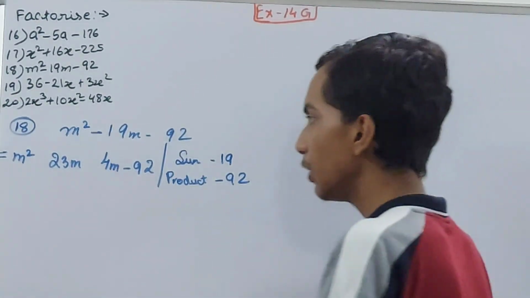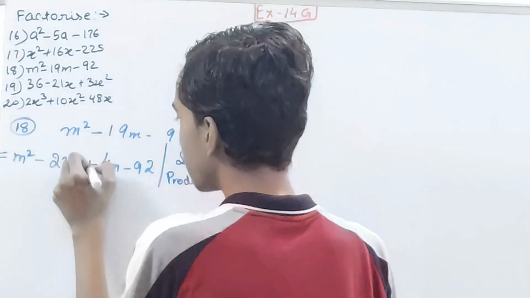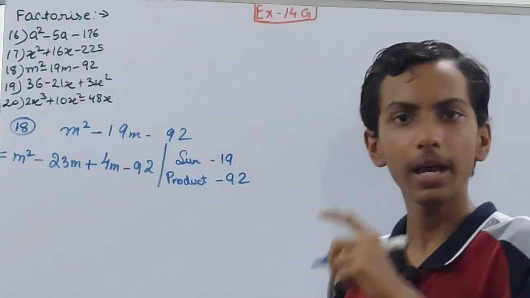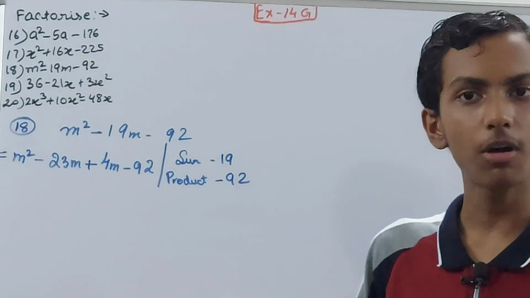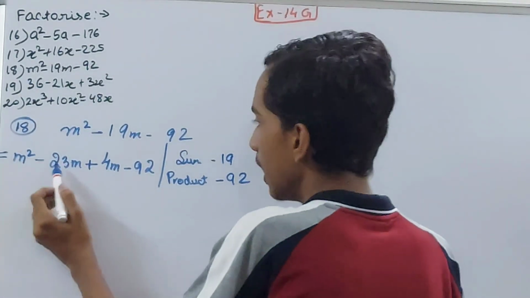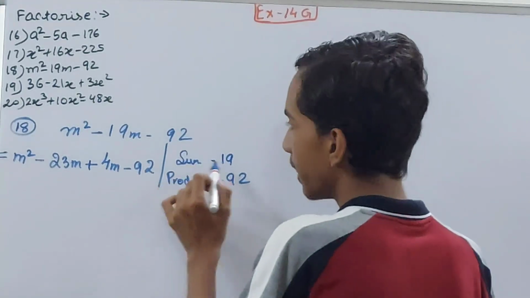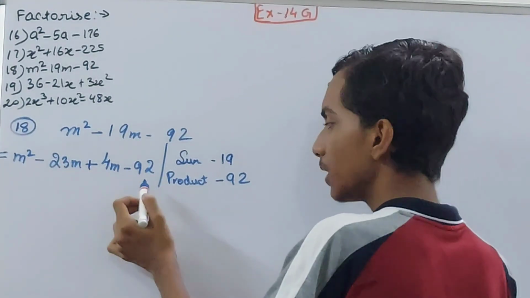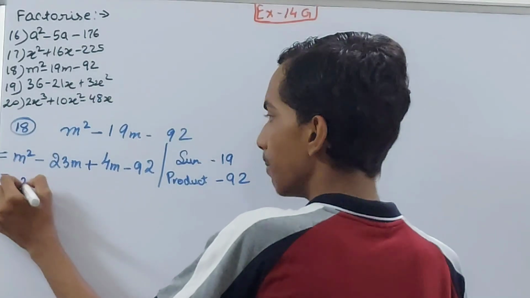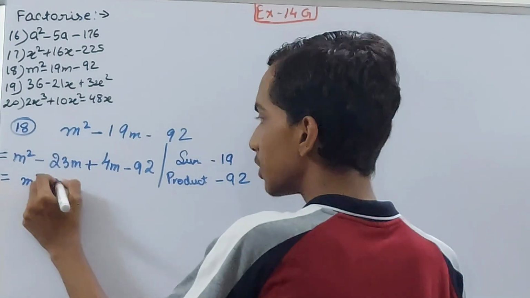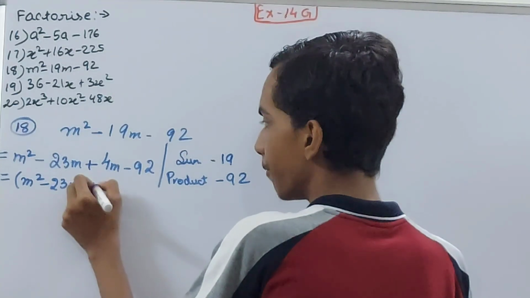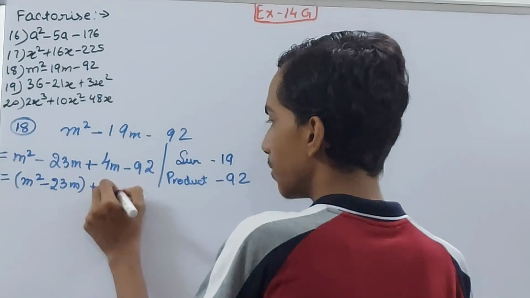Now see, can I do minus 23m and plus 4m? Because the sum is negative, the sign will be that of the greater number, right? So we have allotted minus for the greater number. So see, minus 23 plus 4 is minus 19, minus 23 into plus 4 is minus 92. So our condition is fulfilled. Now make the groups: m square minus 23m in one group and 4m minus 92 in another group.